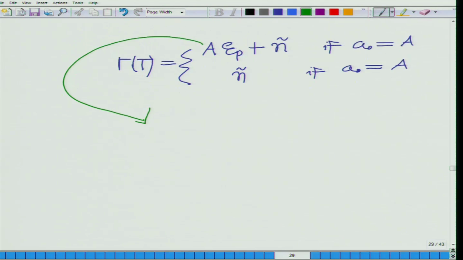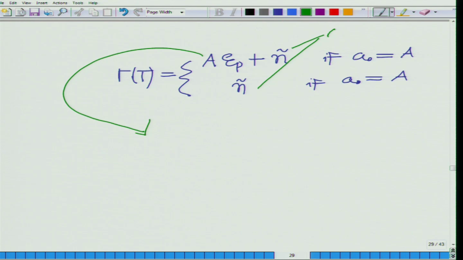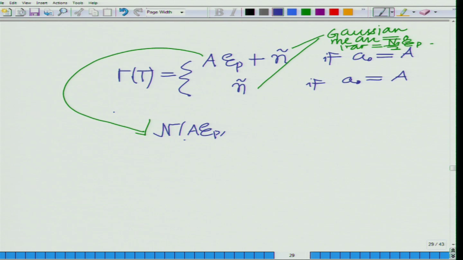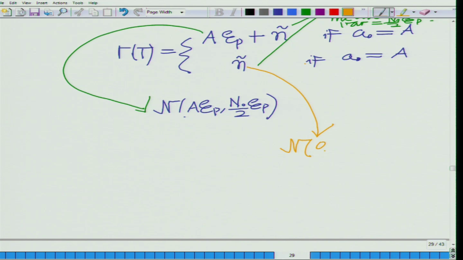Well, this is a Gaussian. So, we have seen first N tilde in both cases is Gaussian with mean equals 0 and variance equals N naught by 2 times E_P. So, in this case R of T is Gaussian with mean A E_P, that is the Gaussian shifted to A E_P, and variance remains unchanged, that is N naught by 2 times E_P. And in this case where you have A naught equals 0, it is simply Gaussian with mean equals 0 and variance equals N naught by 2 times E_P.